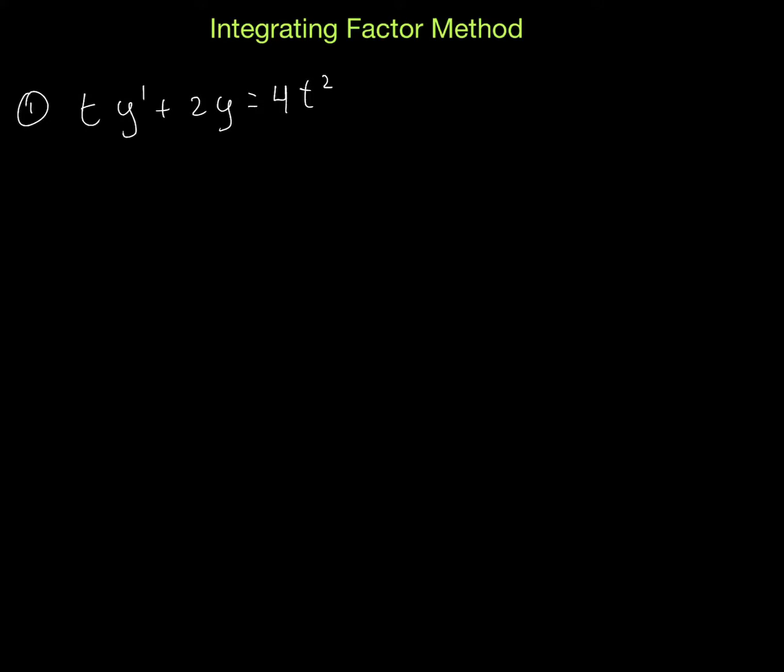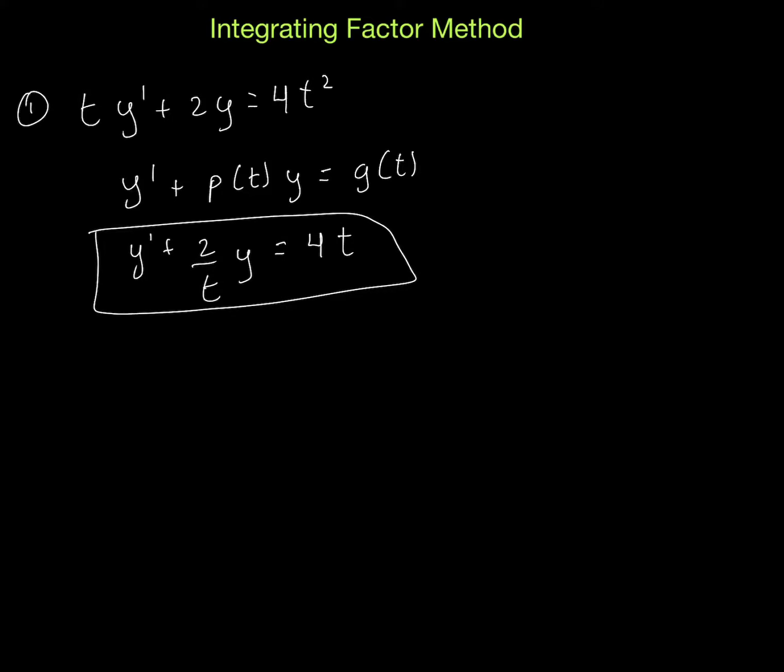We need to remember that in order to use the integrating factor, we need to have equations in the following form: y prime plus p(t) y equals g(t). So we need to transform our problem into that form. That's easy. We just need to divide everything by t, and then we'll have this equation. This is the equation to which we're going to apply the integrating factor method.